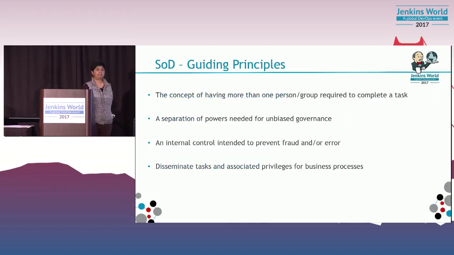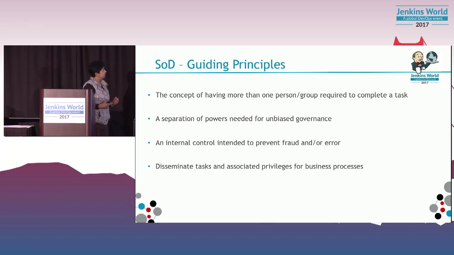So what I'll do is I'll first extract the essence out of it. So what is it that we are really trying to do? There are really 4 things we are trying to do. It's the concept of having more than one person or group required to complete one task. So if I complete all the tasks just by myself, I do not create that separation. I may not be malicious, but it's still not the right thing to do.